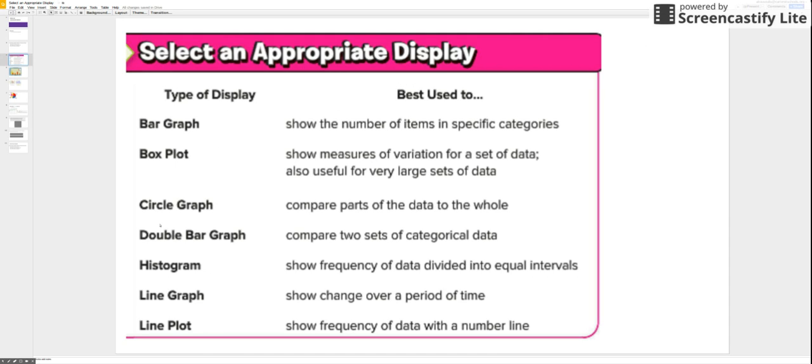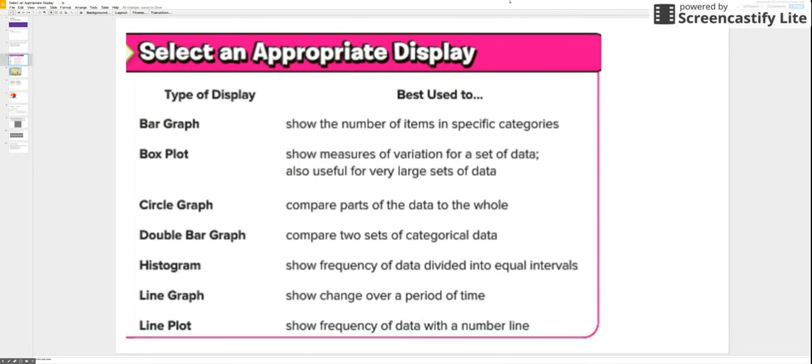These are the different types of displays, and this is just an explanation as to when they're best used. If you are showing the number of items in specific categories, a bar graph would be the best. If you are showing measures of variation for a set of data, mean, median, mode, etc., or have large sets of data, a box plot would be great. Comparing parts of the data to the whole, right? Typically, when you're talking about percents, circle graphs are great for that. Comparing two sets of categorical data, like boys versus girls, that would be good for a double bar graph.